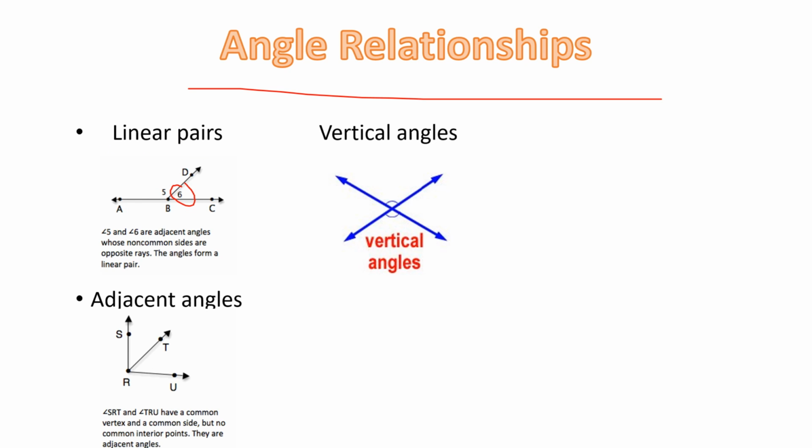Adjacent angles: it says angles SRT and TRU have a common vertex and a common side, but no common interior points. They are adjacent angles. What this means is you have a common vertex and a common side, which you can see here, RT. It's pretty simple. You should understand that.